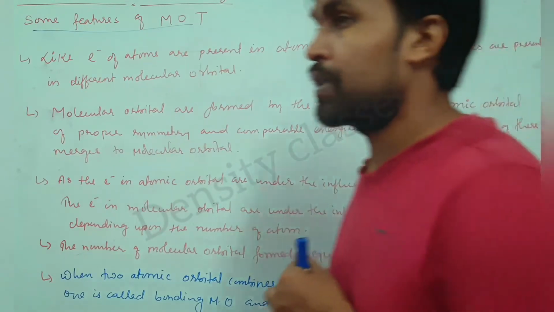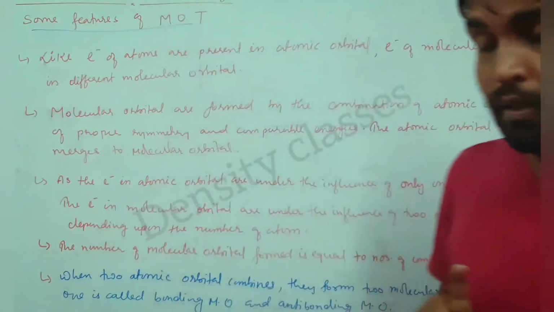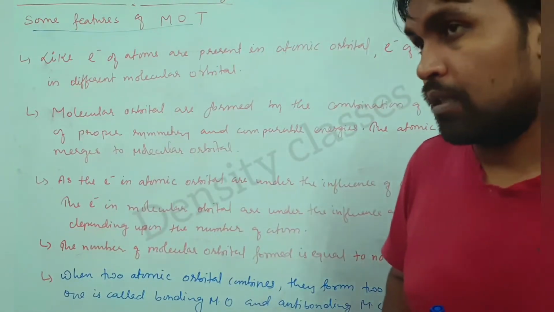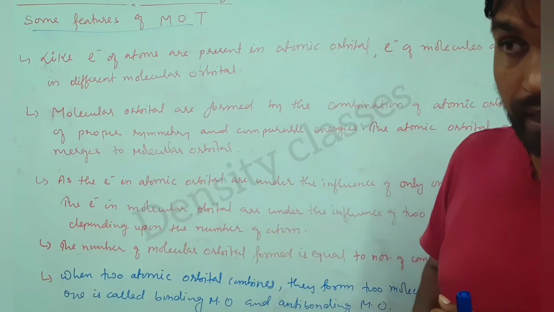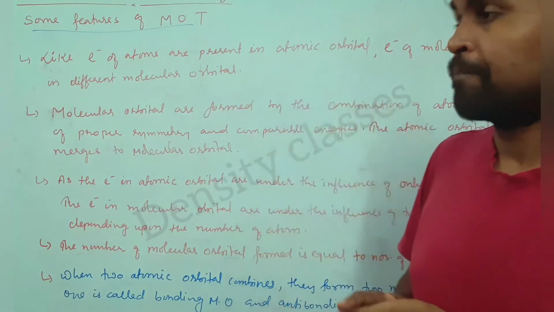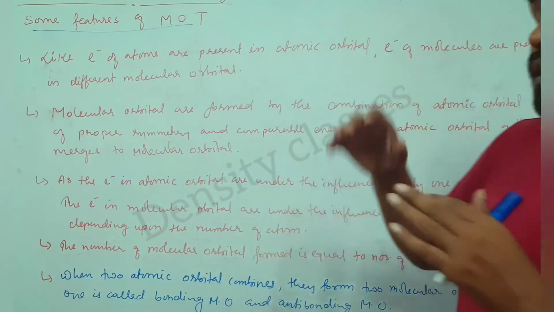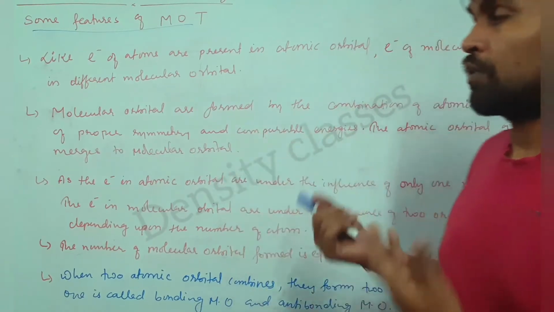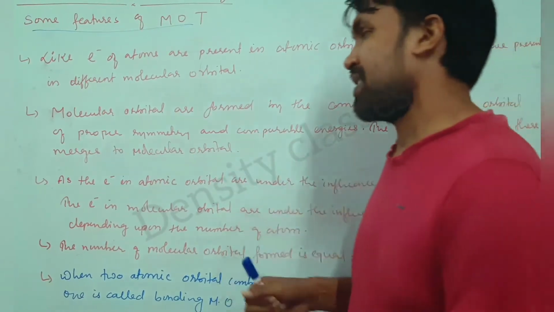In an atomic orbital, electrons are present in an atom, whereas in molecules the electrons are present in molecular orbitals. Okay, point number 1 is clear.